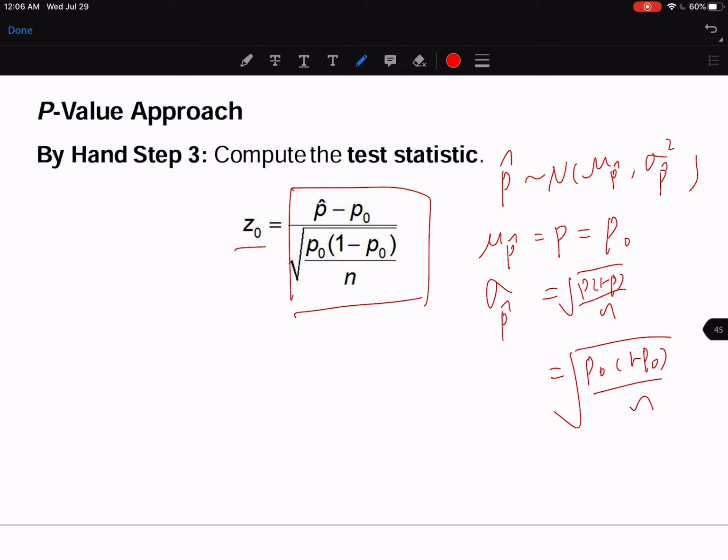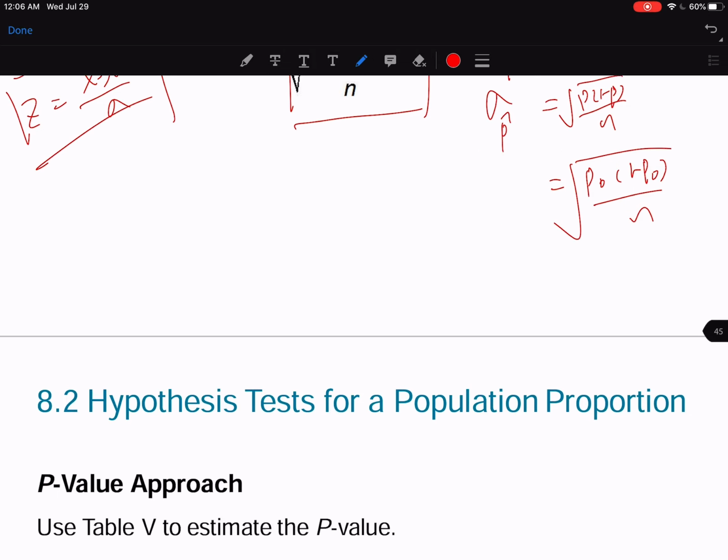And then we know that, in general, z is equal to x minus mu over sigma, which is the standard deviation. So this is how to standardize a normal variable in general. Okay, this is super important. That's why I just write it down again and again. So in this case, we're talking about the variable p hat, and mu is p sub 0. The standard deviation is the whole thing at the bottom here.